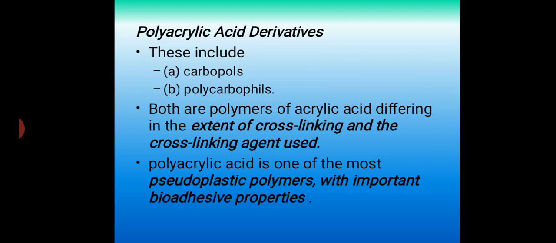This includes carbopol as well as polycarbophil. Both these polymers of acrylic acid differ in the extent of cross-linking and the cross-linking agents. That means mainly all the polymers are strengthened by the process of cross-linking. During or after the synthesis of the polymers, at the last stage of polymerization, we have a stage called cross-linking. Cross-linking helps in increasing the strength and the rigidity of the polymers. These polymers can differ in their extent of cross-linking and the types of cross-linking agents used.